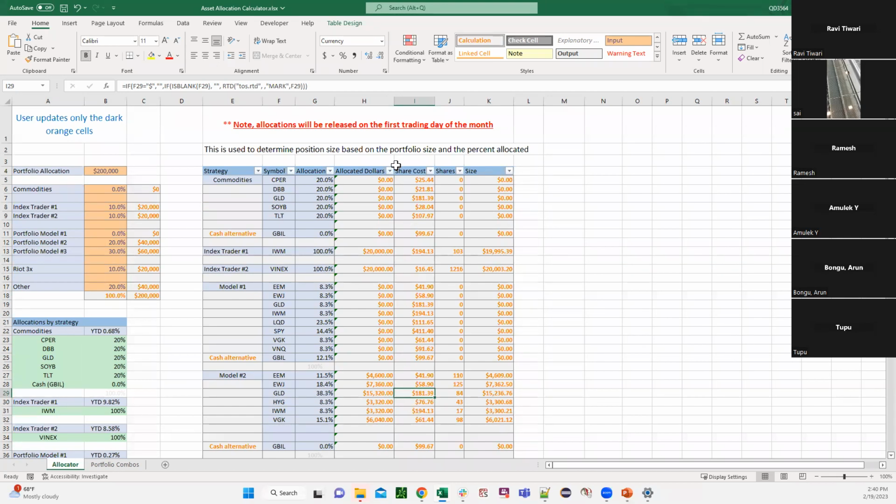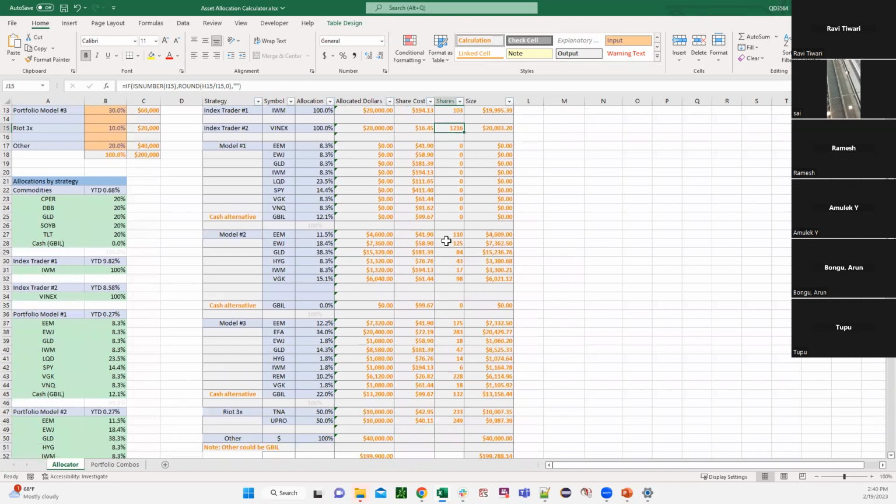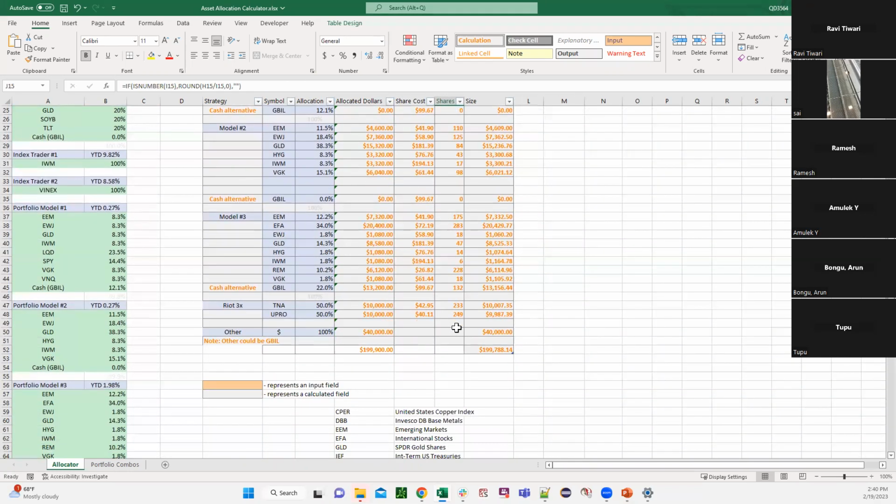Since it knows what the price is and it knows how much you've allocated, at $20,000 here, it can tell you how many shares to buy. So you just go down here and say, okay, I need 103 shares of IWM. I need 1,216 shares of VINEX. And you just work your way down and build your positions.